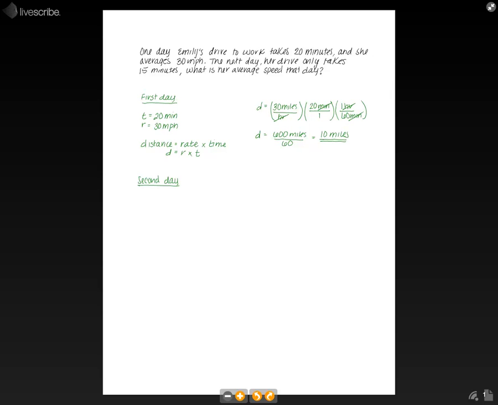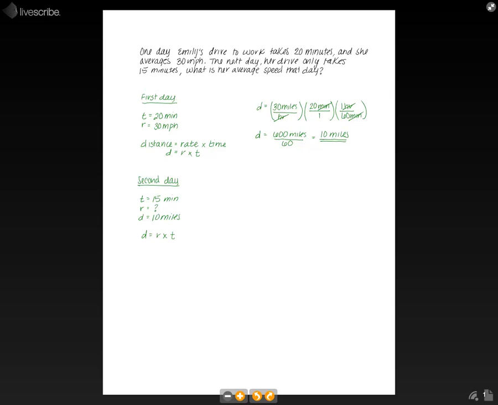Alright, so this time we know that her drive takes her 15 minutes. So t is equal to 15 minutes. Alright, the rate is what we're looking for, since it asks us what her average speed was that day. But now we also know the distance. We know the distance is 10 miles, because if she drives the same route to work, her distance is going to be the same. So now our equation, distance equals rate times time, what we want to do is solve this equation for rate now.